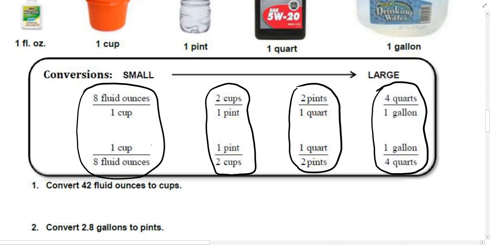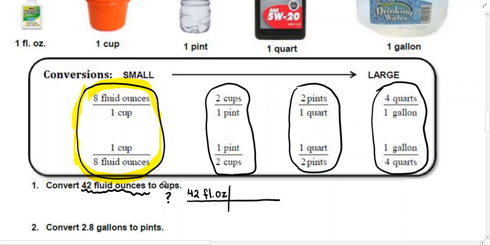All right. So we are given 42 fluid ounces, and they want us to figure out how many cups that is. All right, so we're always going to start with the given, 42 fluid ounces. We're going to set up our grid. Can we go from fluid ounces to cups? Yes, we can from this one right here. Right?